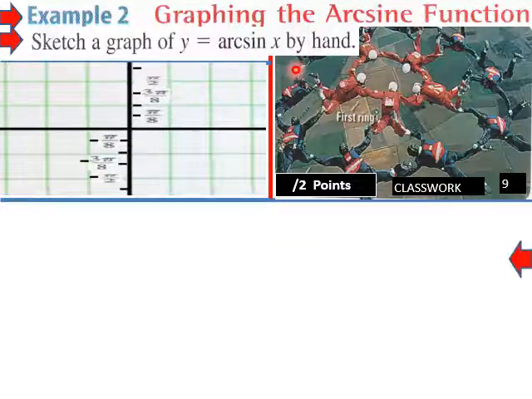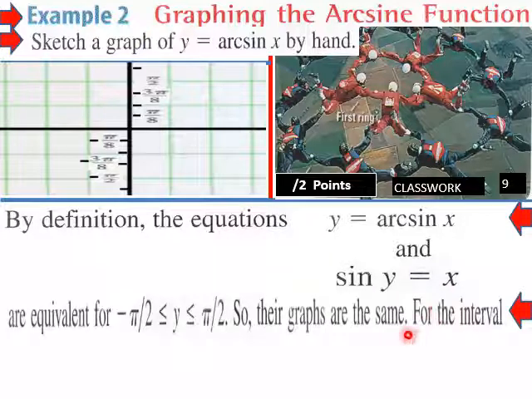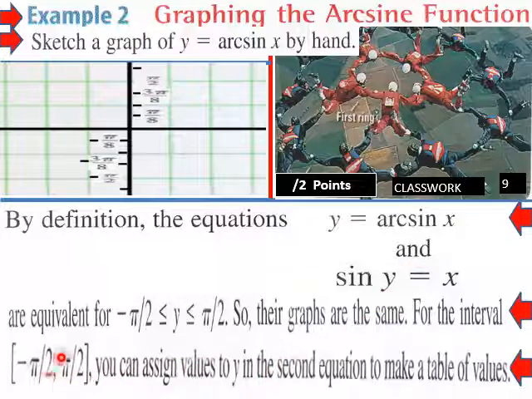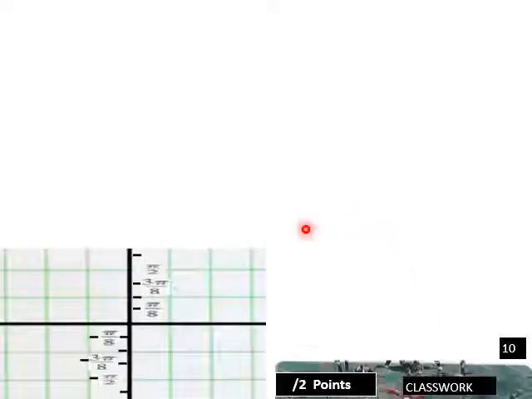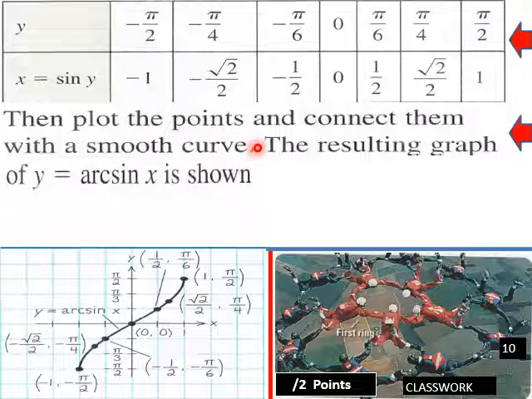Okay, so sketch a graph of y equals arc sine x by hand. By definition, the equations y equals arc sine x and sine y equals x are equivalent for this interval, so their graphs are the same, in this interval here, negative pi over 2, pi over 2. You can assign values to y in the second equation, a table of values. So y, and then x equals sine y. So negative pi over 2 is negative 1, negative pi over 4 is this, this is a 45 here, and negative pi over 6, this is a 30-degree angle here, 0, 0. Pi over 6 is a 30-degree angle. Pi over 4, again, you just repeat this over here, but they're positive. Then plot the points and connect them with a smooth curve.